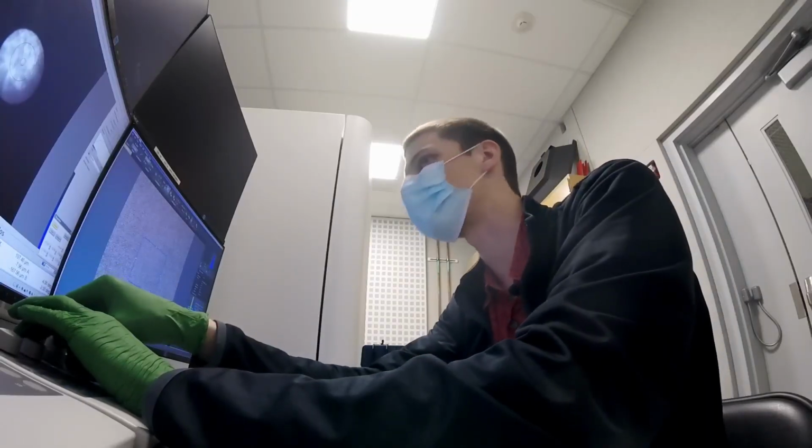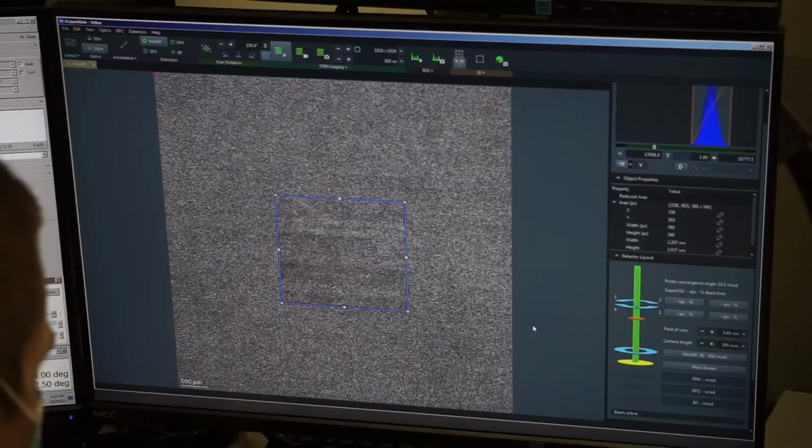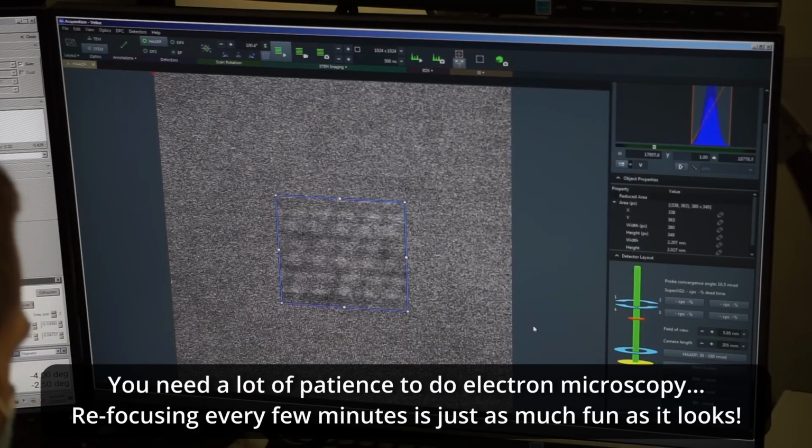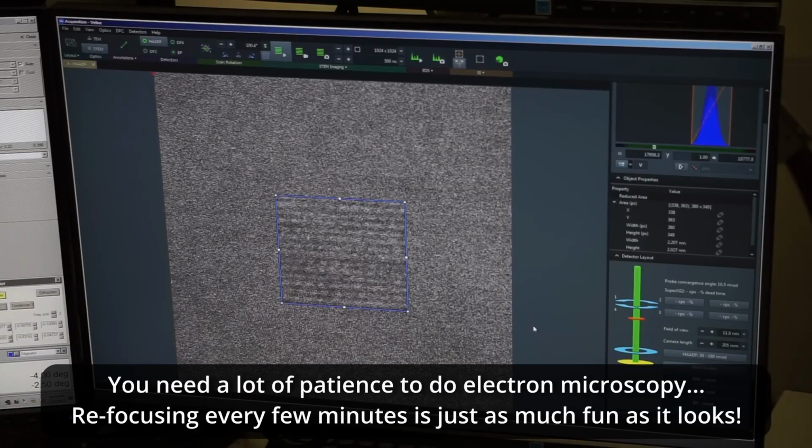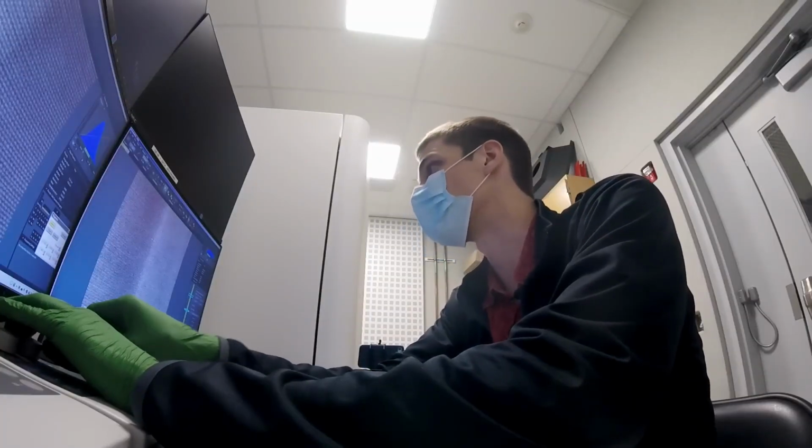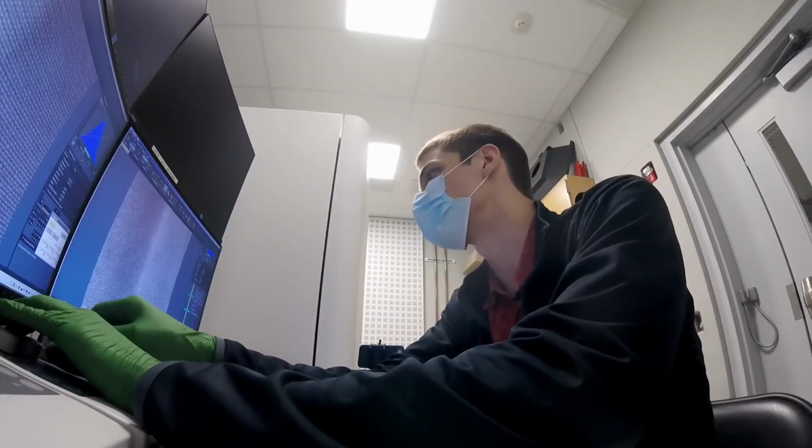This sample is not flat. Holy mackerel. Oop, I had it for a second. There we go. Check it out, atoms. In order to get a good picture of this, what I actually need to do is take a bunch of images and then stack them.